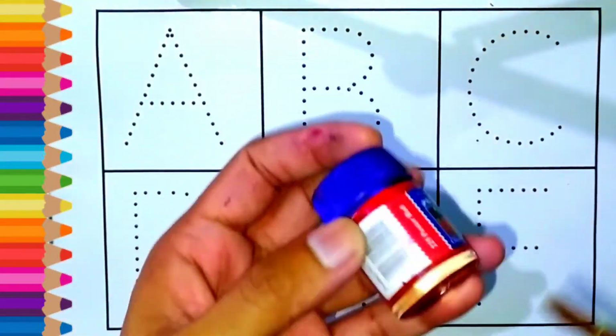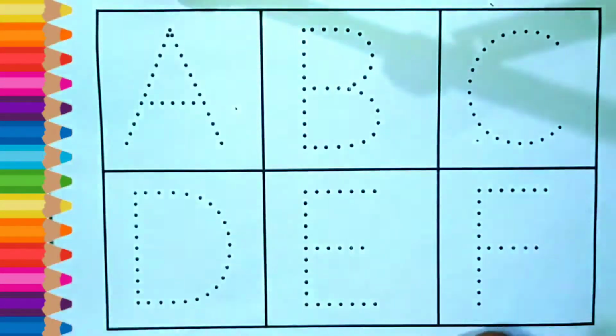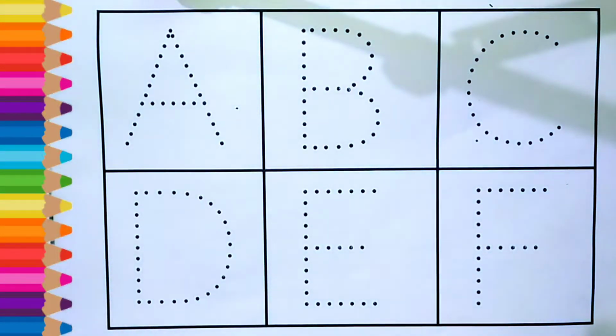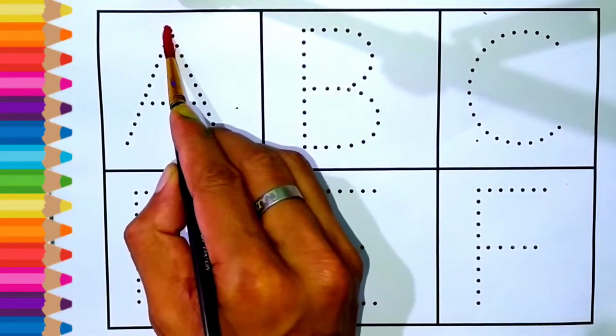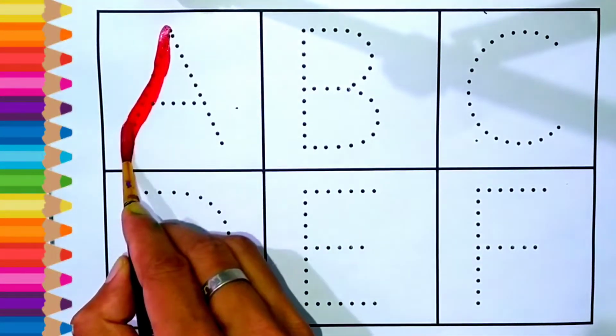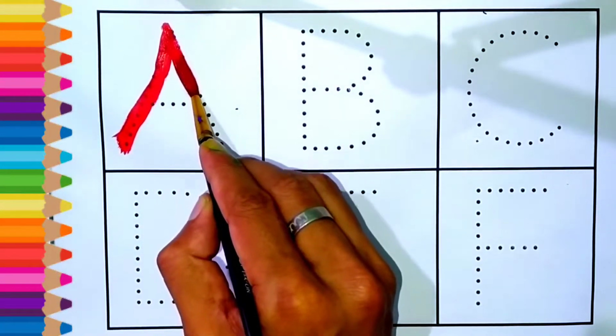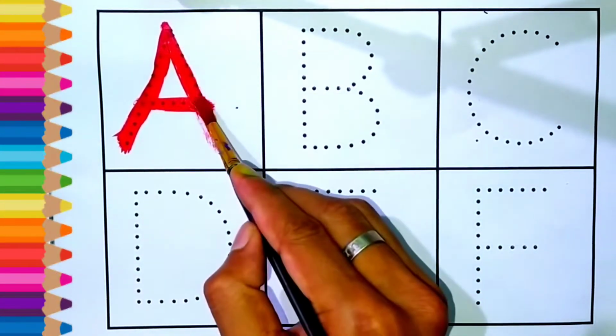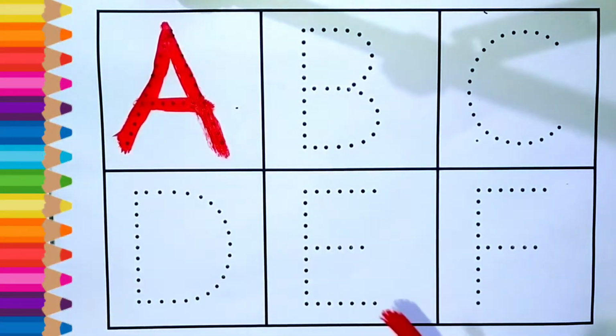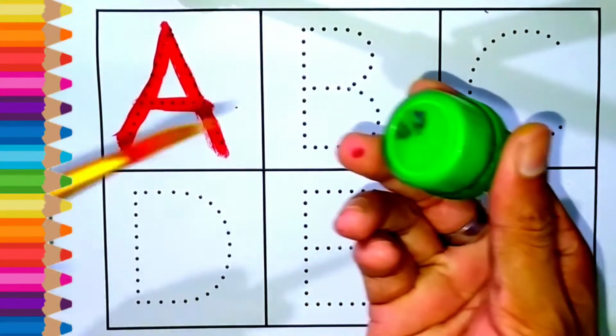First of all, using red color, draw the letter capital A. A for apple, A for ant, A for astronaut.